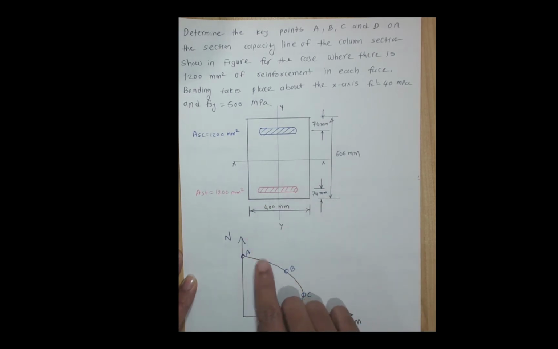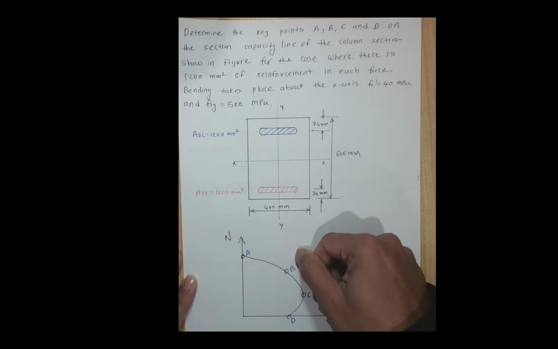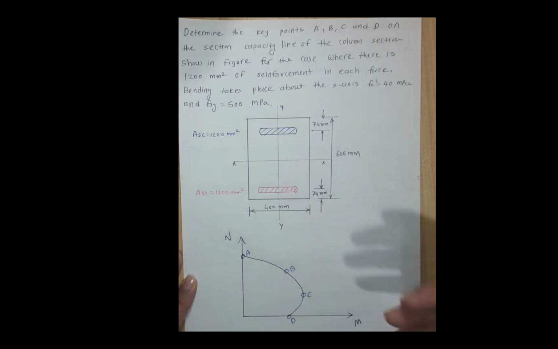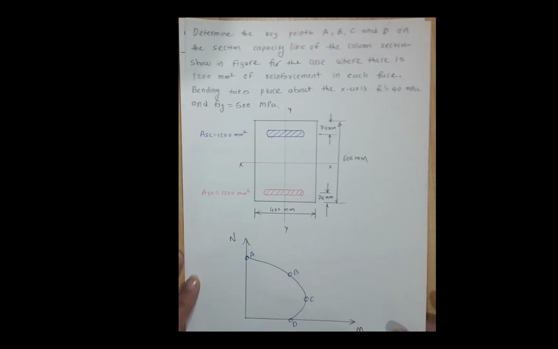And please note, this is a surface where you can be inside. If your design load is within this, you are safe. If you fall outside of this surface, outside of this curve, it will be the unsafe region. So that's very helpful for design. Once you have this axial load moment interaction diagram, you can easily find out whether the column falls under the safe or unsafe zone.